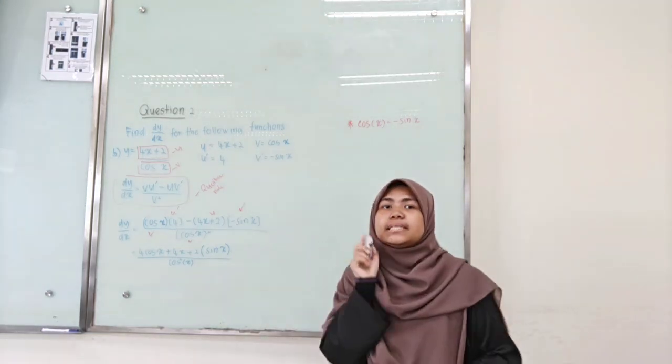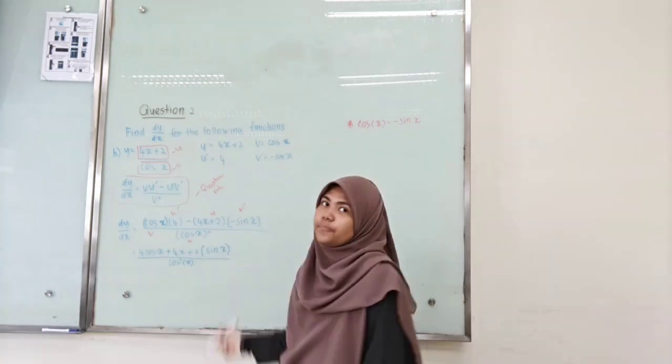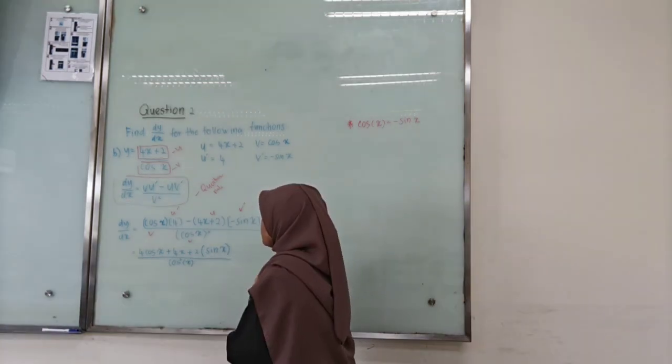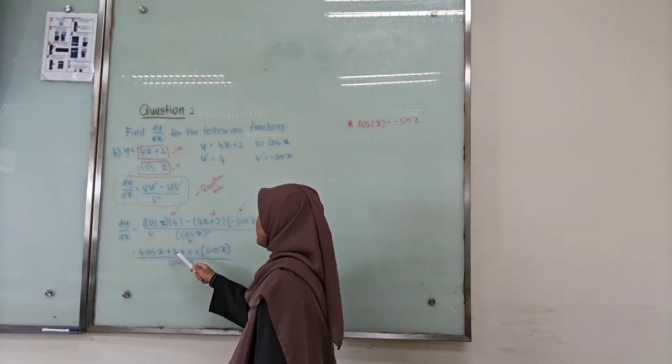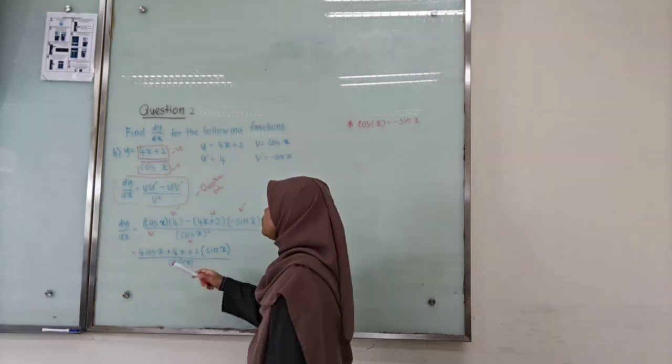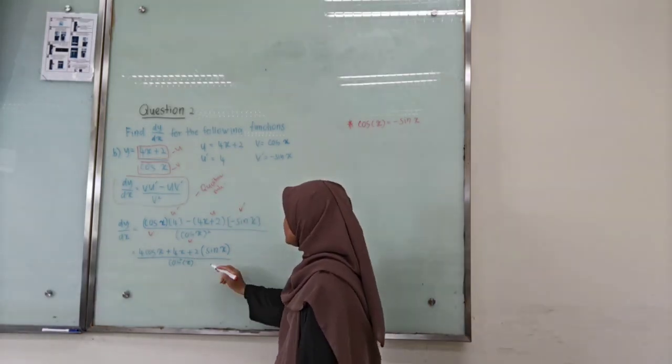Okay, so just a little reminder, don't forget about the square, which is the power of 2. And then just solve the equation. So you get 4 cos x plus 4x plus 2 sine x over cos 2x. Okay, the answer for question 2b is this.